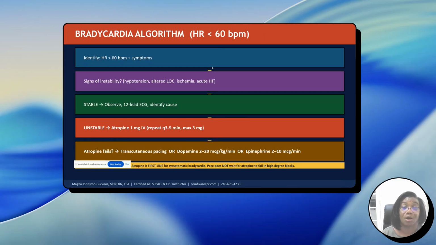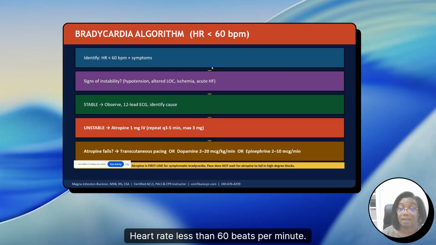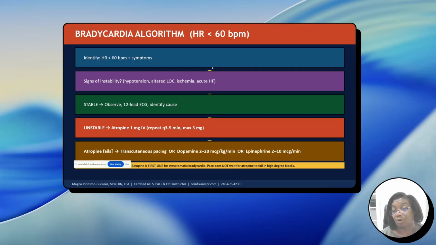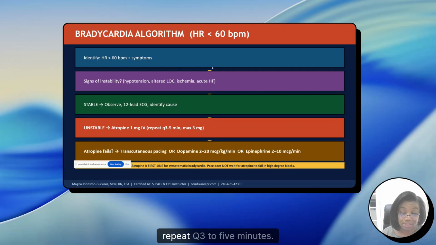Bradycardic algorithm, heart rate less than 60 beats per minute. Identify a heart rate less than 60 beats per minute plus symptoms. Signs of instability, such as hypotension, altered mental status, ischemia, or acute CHF. Stable: observe, do a 12 lead, identify the cause. Unstable: atropine 1 milligram IV, repeat every 3 to 5 minutes, max dose of 3 milligrams.